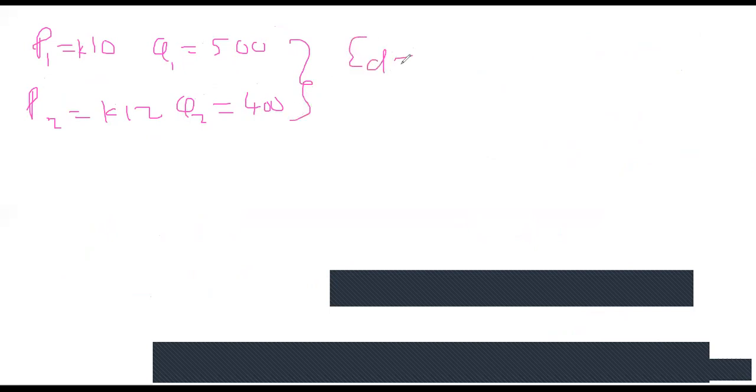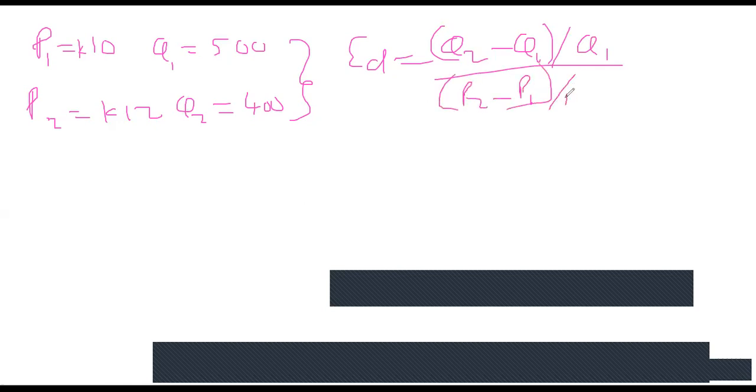If the price of good X is 10 kwacha and it increases to 12 kwacha, causing quantity to reduce from 500 units to maybe 400 units, what is the elasticity of demand? So using points, Q2 minus Q1 over Q1, divided by P2 minus P1 over P1.